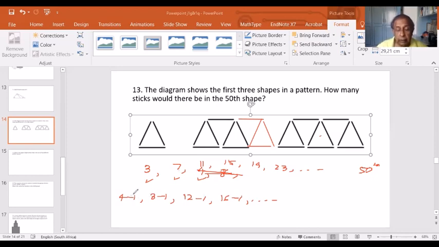And now that makes it very easy, because here you got 4 times 1, the second one you got 4 times 2, third one you got 4 times 3, 4 times 4. So by the time you come to the 50th one, you're going to have 4 times 50 minus 1. That's the number of sticks you need to create the 50th shape. And 4 times 50 is 200. If you take away 1 from that, it's 199. So that's the number of sticks that you will need in the 50th shape.